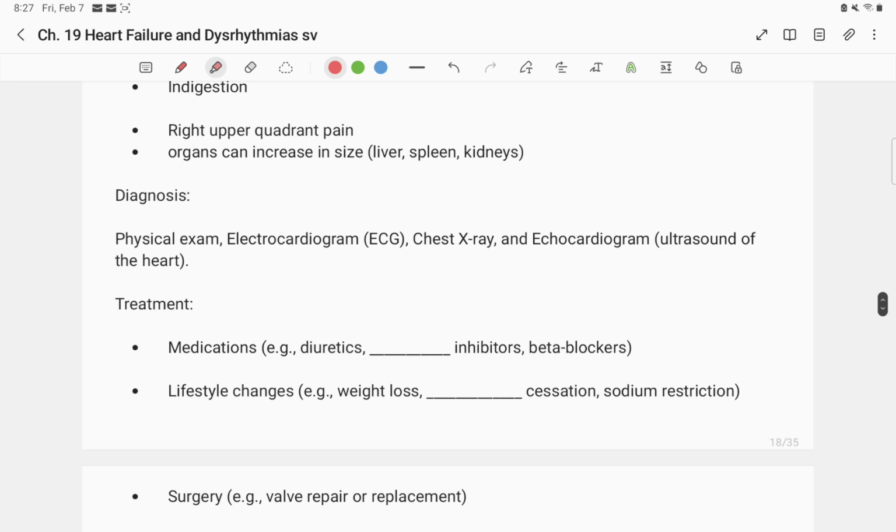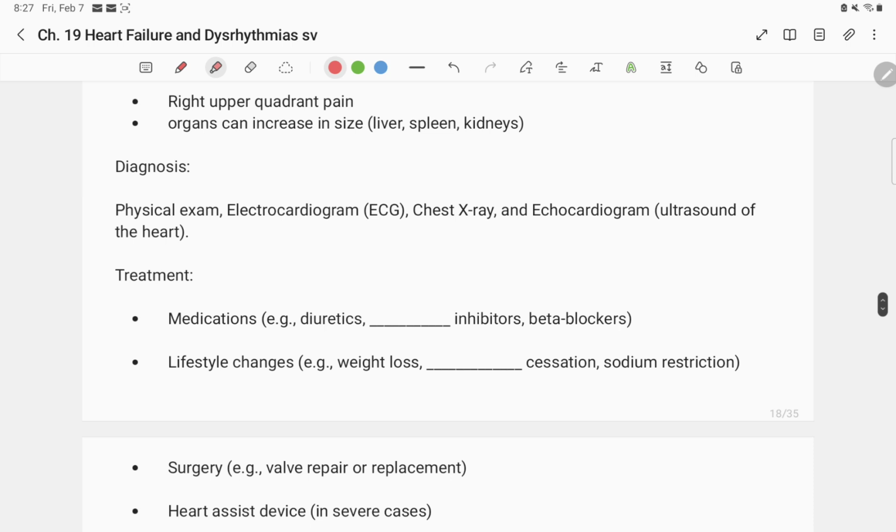Diagnosis is a physical exam, so you can palpate, percuss, looking for enlarged organs, auscultate using your stethoscope. An EKG, chest x-ray, an echocardiogram, so that's an ultrasound of the heart, can help with diagnosis.